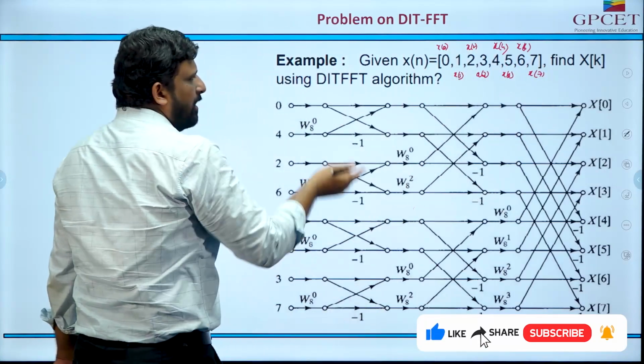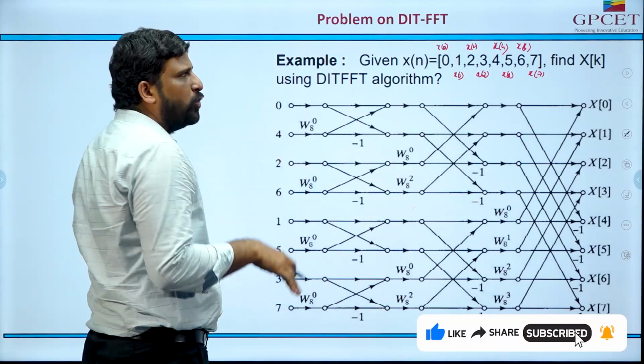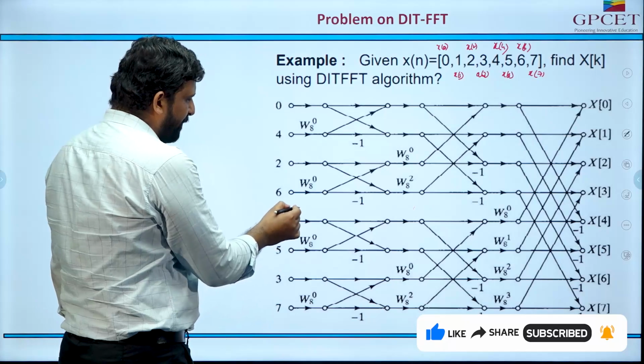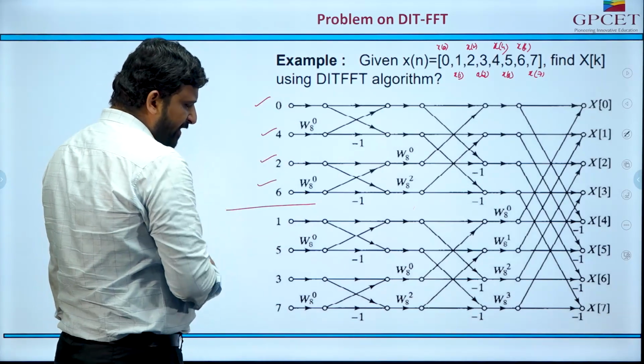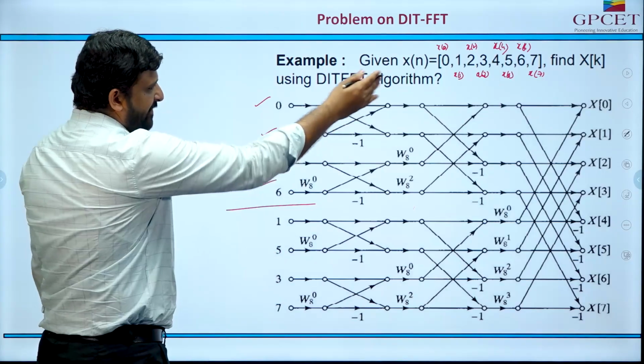Same. First subdivision, I am dividing that into two half parts. First even part, second odd part. So first 0, 4, 2, 6, and second part 1, 5, 3, 7. Same values I have written here.